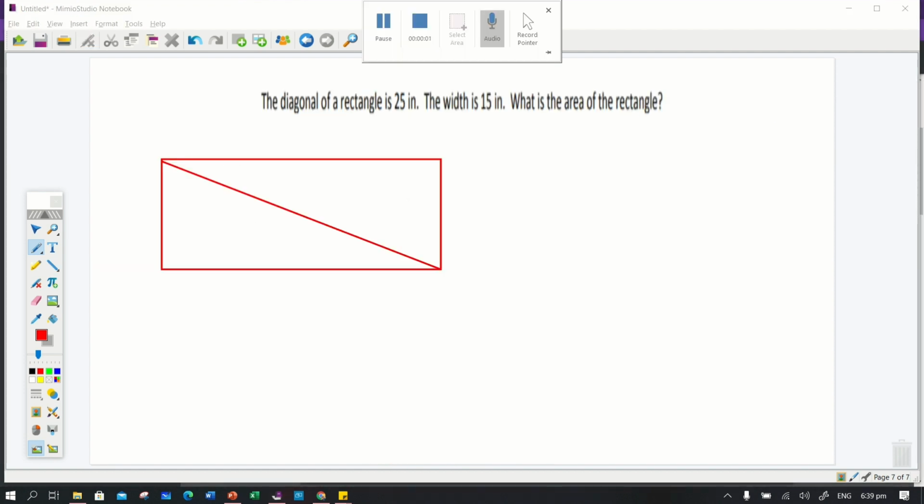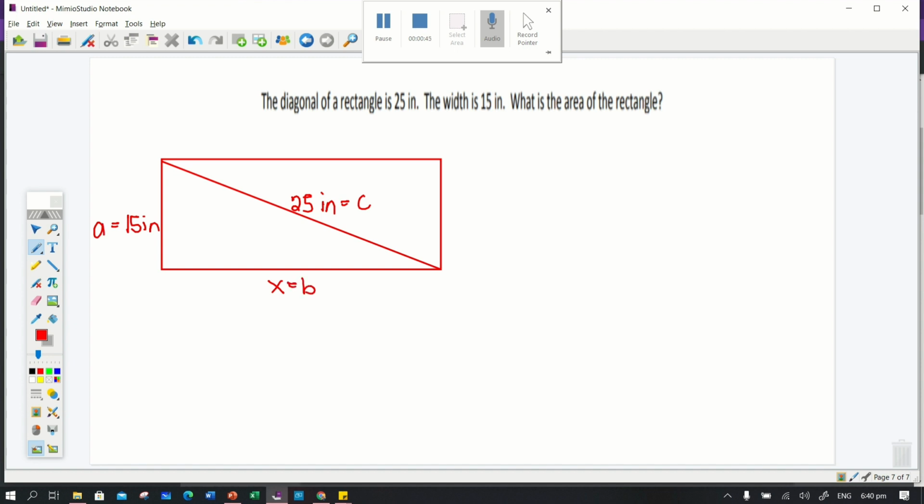Let's try to answer problem number 3. The diagonal of a rectangle is 25 inches. The width is 15 inches. What is the area of the rectangle? First we have to label the given rectangle. The diagonal of a rectangle is 25, so this one is 25 inches. And the width is 15 inches. So this is the width, 15. Then we're looking for the length of the rectangle, which we're going to represent as x. So 25 inches is the hypotenuse, so this is C, and one of the legs is A. So we're looking for leg B.